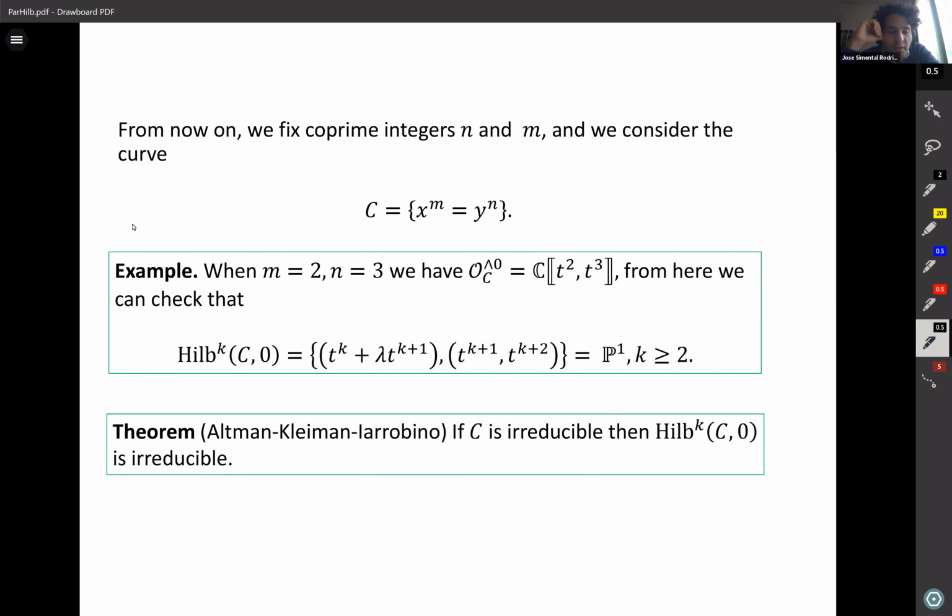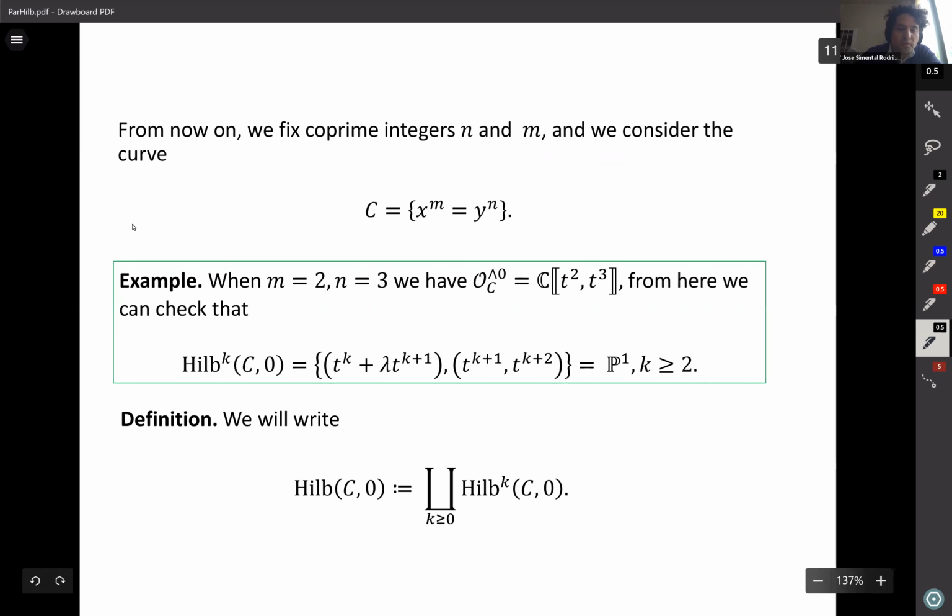And I will want to consider all these Hilbert schemes at once. So if I don't put a superscript, I just mean the disjoint union of the Hilbert schemes for all k bigger or equal than 0. Now, in the title, I have these parabolic Hilbert schemes. I should define what those are.